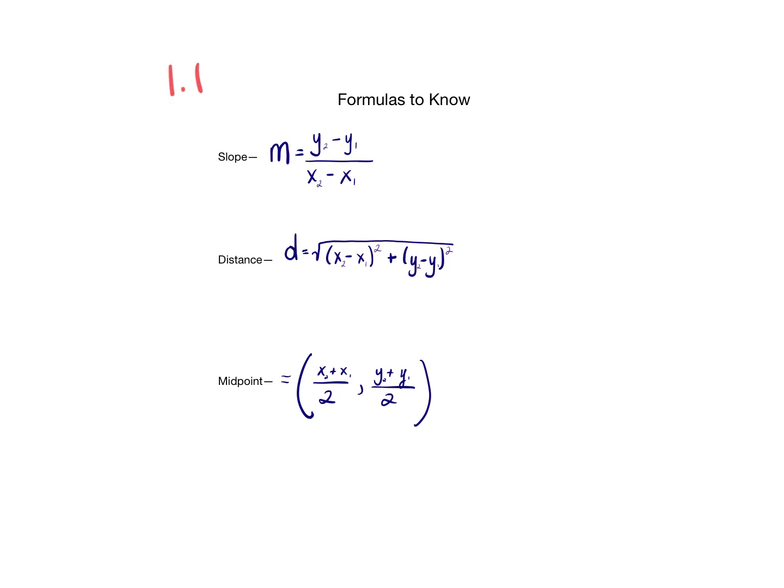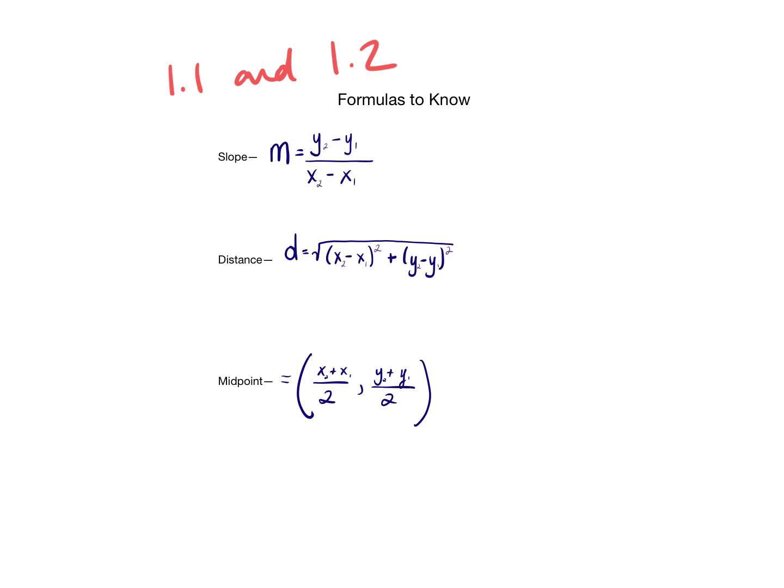So 1.1 and 1.2. This is kind of a review of Algebra 2, kind of geometry. We're going to talk about slope, distance, and midpoint, and equations of a line. These three formulas you have to know.